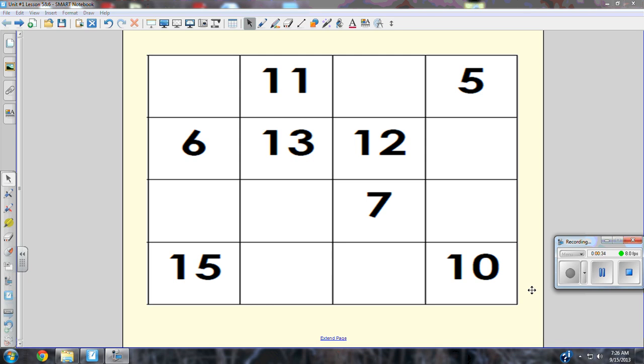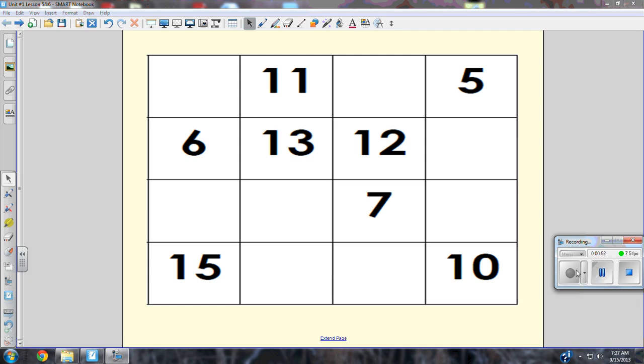Go ahead in your black notebook and write down Unit 1, Lesson 5 and 6. And then if you would make this magic square, we will get started.